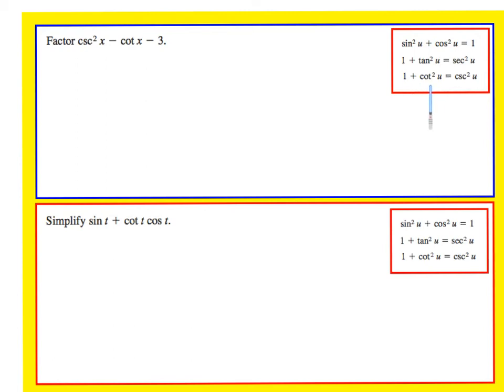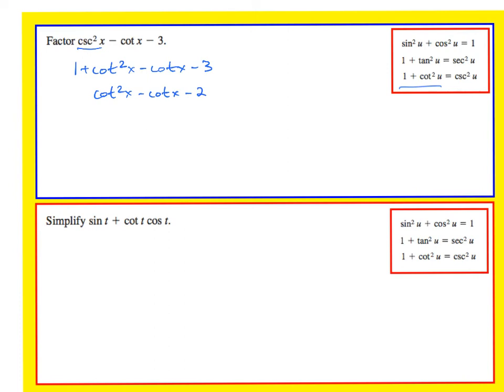I can change the cosecant squared because what is cosecant squared? 1 plus cotangent squared. Cosecant squared is equal to 1 plus cotangent squared. So all I'm going to do is replace cosecant squared with 1 plus cotangent squared. So now I end up having 1 plus cotangent squared minus cotangent x, and then minus 3. What would I highly suggest you do right here? Combine like terms.